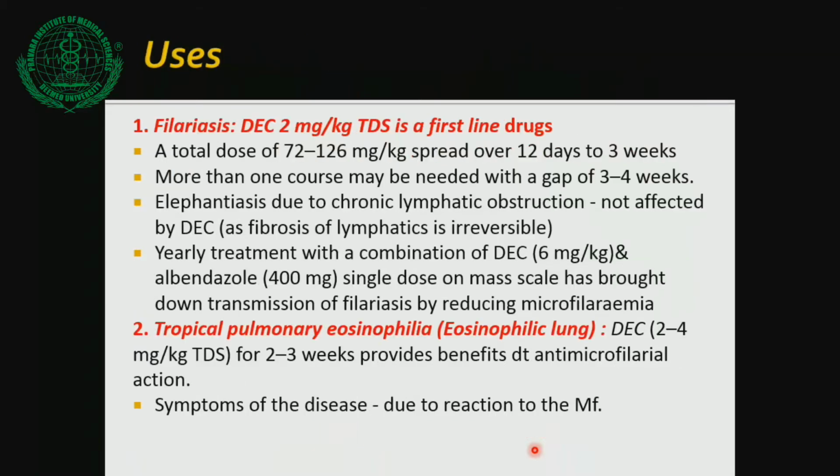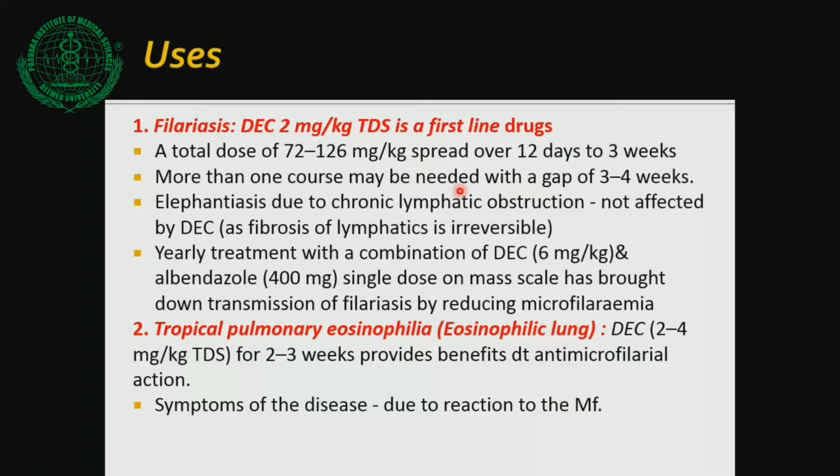This is the difference. So there are two uses of DEC. Okay, filariasis, and second is tropical pulmonary eosinophilia. So in filariasis, DEC 2 mg per kg TDS. We have to give this for 12 days to 3 weeks, means 21 days. So how much will the daily dose be? 6 mg. So if it is to be given for 12 days, how much will it be? 72 mg per kg. And if it is to be given for 3 weeks, means 21 days, how much will it be? 126 mg per kg. So the total dose can be 72 to 126 milligram per kg of DEC.